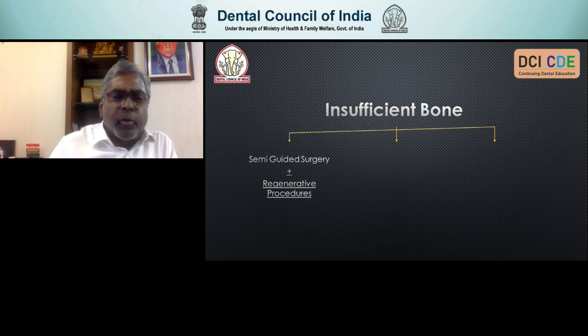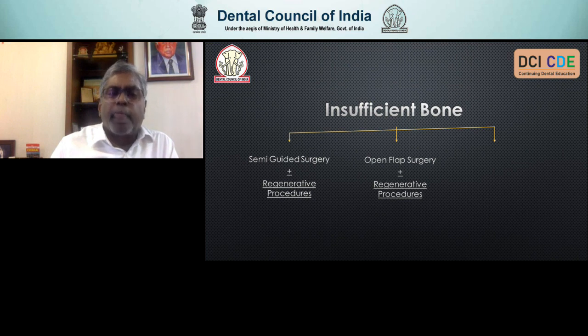If you have insufficient bone, you have the option of doing what's called a semi-guided surgery, which means you do the pilot drill with a surgical guide, and then you open the flap as an open procedure and add regenerative procedures because you do not have sufficient bone. You can also open the flap straight away as a full open flap surgery and add regenerative procedures such as a bone graft or a membrane and create more bone. Or you can use alternative techniques where you use what's called remote anchorage, like the pterygoids or the zygoma bone, and take support.